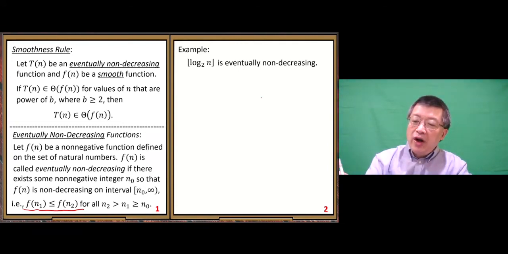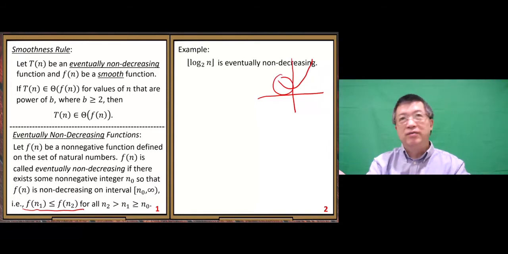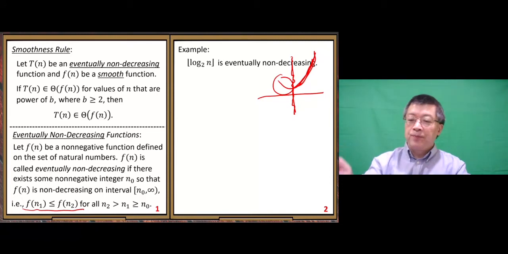I may draw another function and ask you if it's eventually non-decreasing, like a parabola, right? Things like that. You have some portion decreasing, this portion decreasing. But after this line, the central axis, now it's increasing. That parabola. All right.